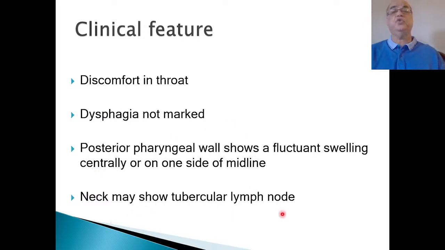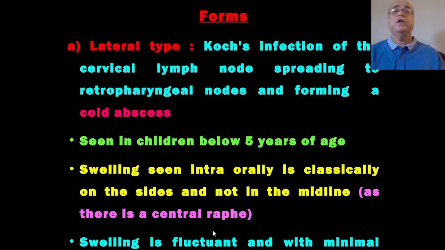And the neck may show other cervical lymph node involvement, that is, tuberculous lymph nodes may be there, especially in children. So it is a lateral type. When we say lateral type, it means that it is in the retropharyngeal space. It is there in children due to the suppuration of the nodes of Rouviere. So one side, that is what we call lateral. So it is called Cox infection of the cervical lymph nodes spreading to the retropharyngeal nodes and forming a cold abscess. Cold abscess is in tuberculosis. It is seen in children below 5 years of age.